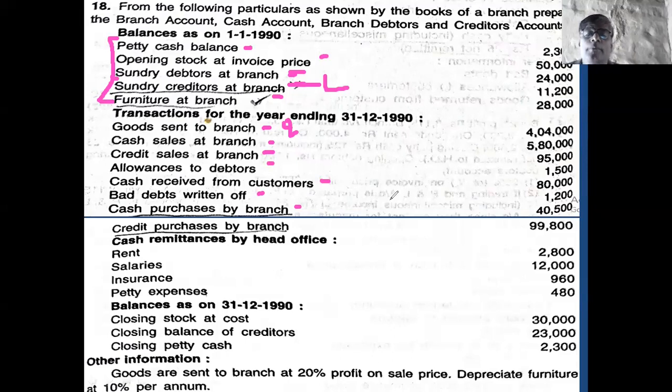In this problem, instead of taking by bank, it means cash paid to head office. Credit side first item is cash paid to head office. In that place, you have to prepare the account, cash book, because here creditors and debtors are there. So you have to prepare debtors account, creditors account, and cash book as you already prepared under single entry system.